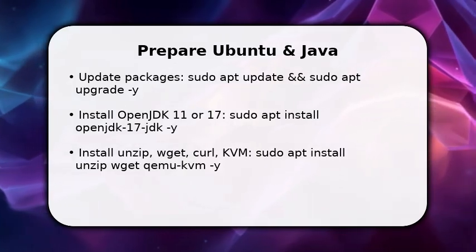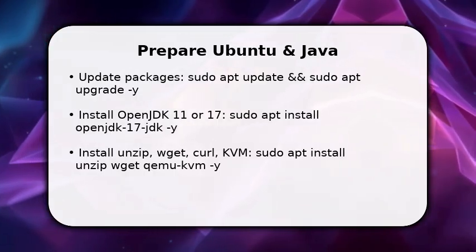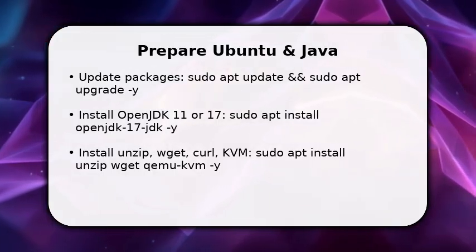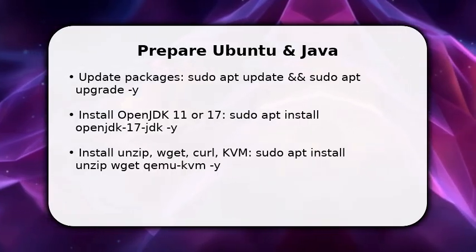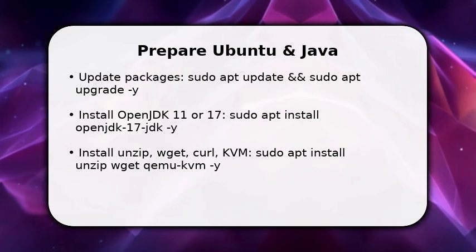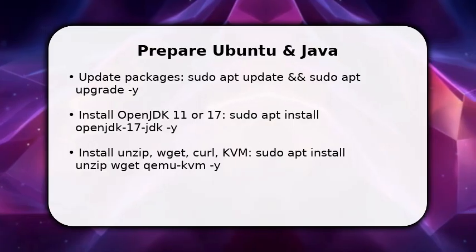Next, install unzip, wget, and kvm packages so you can extract archives and run the emulator with hardware acceleration. Once done, verify Java version and that your user is in the kvm group. Make those checks now, before downloading Android Studio, to avoid later permission headaches.